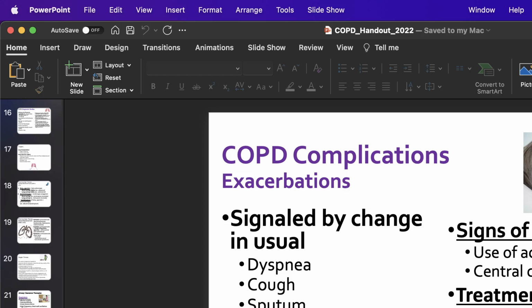Exacerbation is signaled by a change in their baseline. They're always coughing, but now they're coughing more. Or they've got more sputum, or there's a change in the color of their sputum. Or they were dyspneic with moderate exertion, now they're dyspneic at rest. There's a change in their baseline pattern.